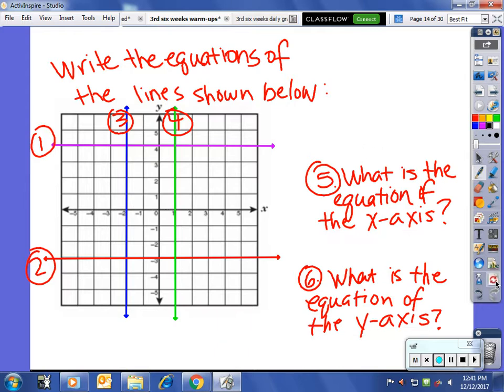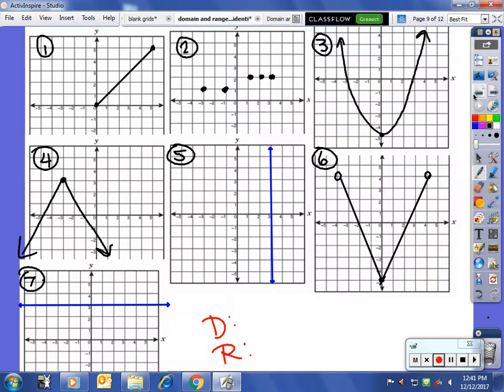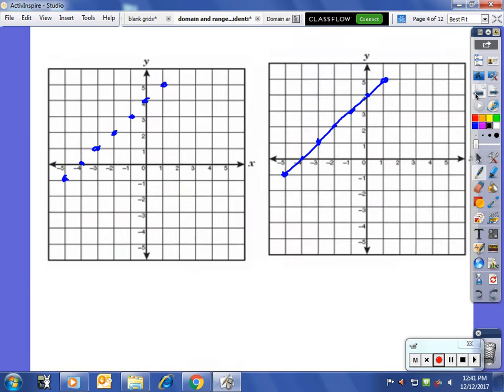All right, that's a little review from yesterday. Today what we are doing is more domain and range, and from what I've heard from my classes, this is new. Domain and range from a graph.